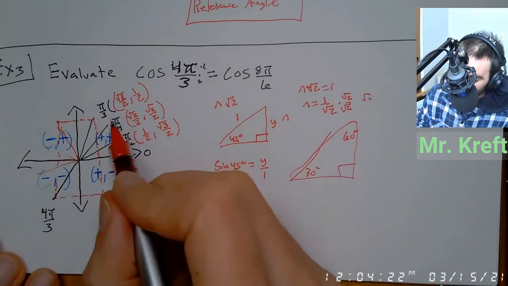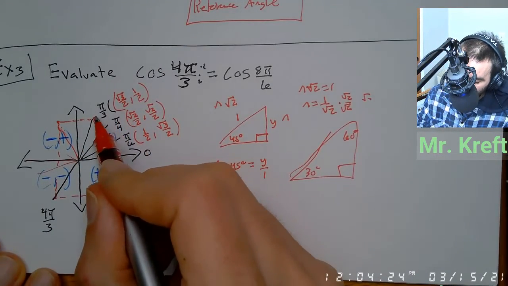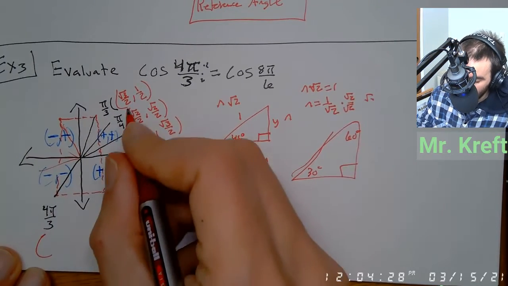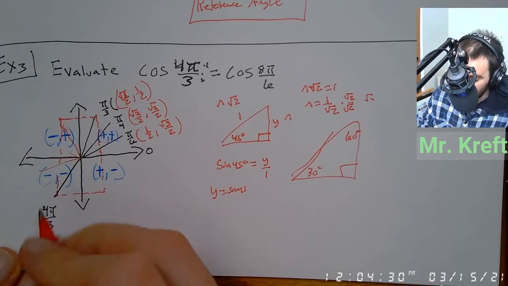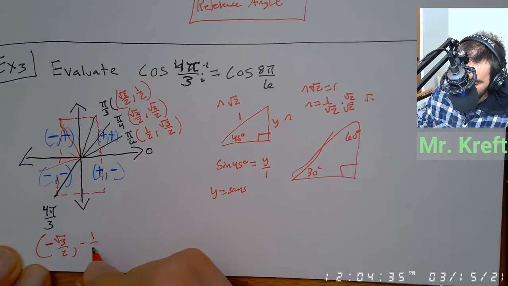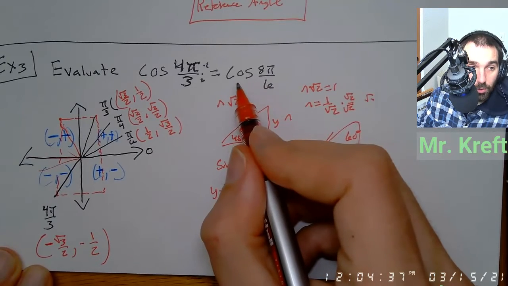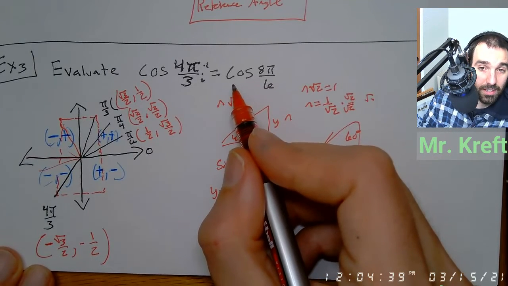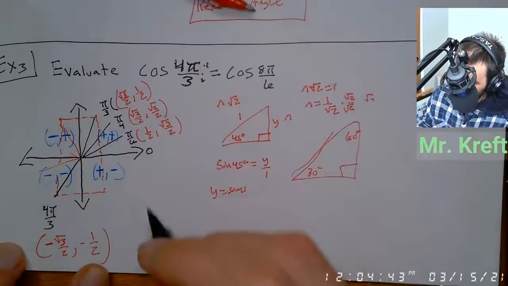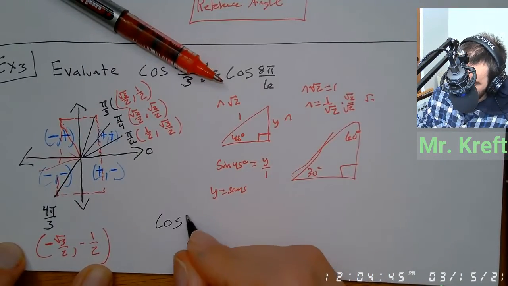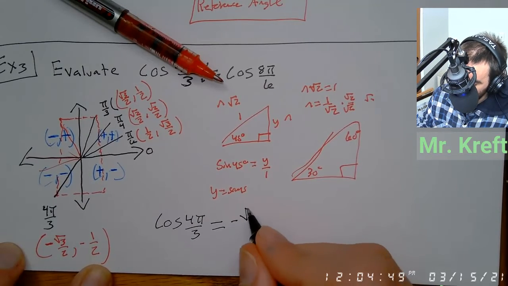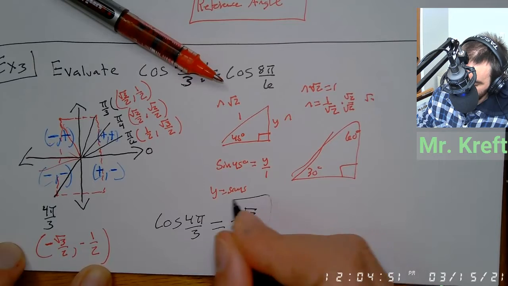So what's really important here is that notice how this pi over 3 and this 4 pi over 3 are connected. So the signs down here are just going to be negative, negative. So this is negative root 3 over 2, negative 1/2. And it wants cosine. So we have to remember from the start of the lesson, cosine is our width. So then I know that cosine of 4 pi over 3 equals negative root 3 over 2.